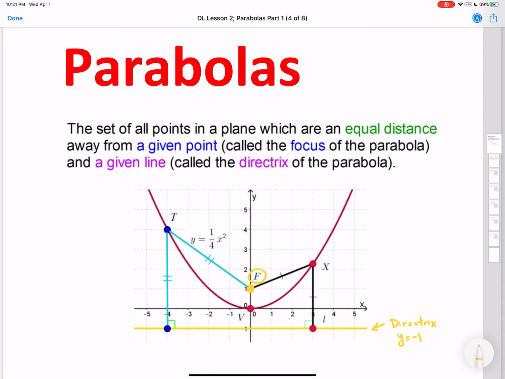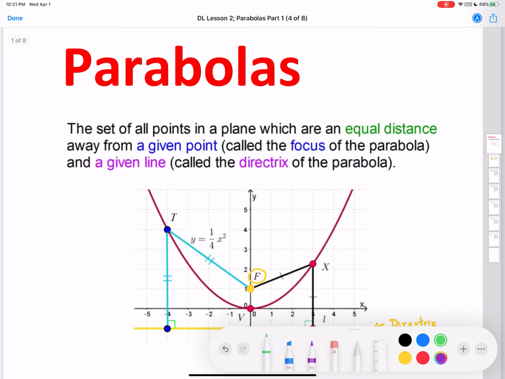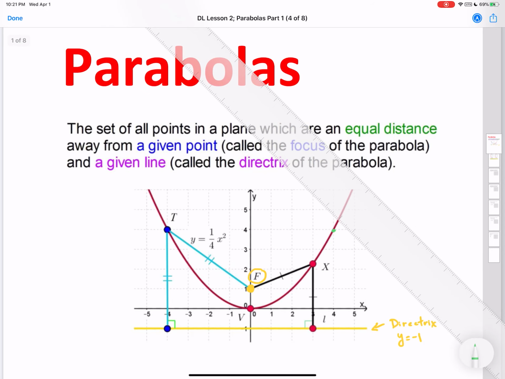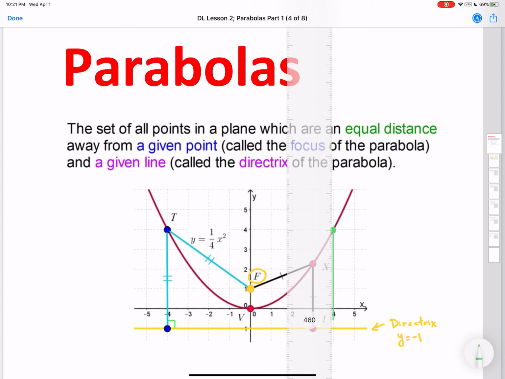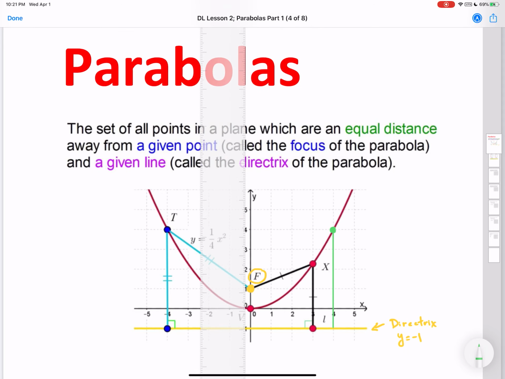Now, what this definition is saying is that if we pick any point on this parabola, we will find the same distance from that directrix as it is with that focal point. So I'm just going to pick a point on this parabola. It could be any point that I want, and I chose this point for a specific reason, because we could see that the distance from this point straight down to the directrix is going to be 5 units away.